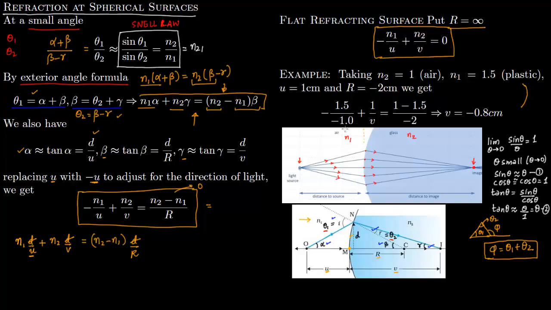So you just plug the values in. So you have minus 1.5 over minus 1.0 plus 1 by v is equal to 1 minus 1.5 over minus 2. So basically we are just plugging in these values here. n1 we are taking as 1.5, u is given to us as minus 1, r is minus 2 centimeters, n2 is given to us as 1. So you plug in, you get v as minus 0.8 centimeters. So that means the image is formed on the same side as the object.